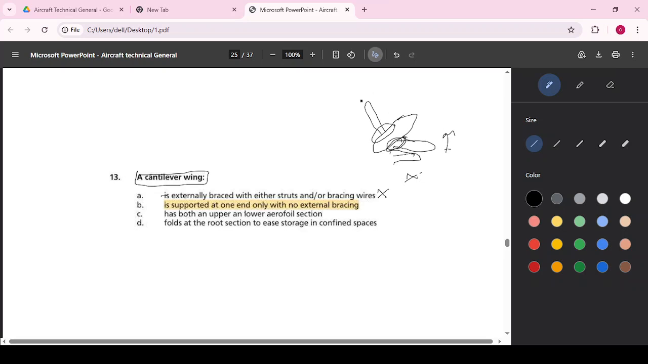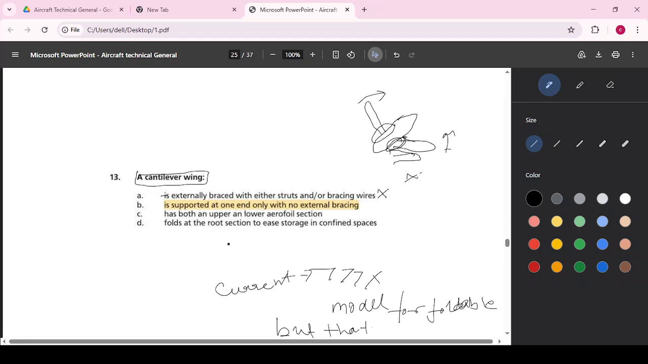Okay. Now there is a structure. There is a current 777X model for a foldable wing, but that wing is also not foldable from the root section, so we cannot say D is a correct answer. So B is the correct one.